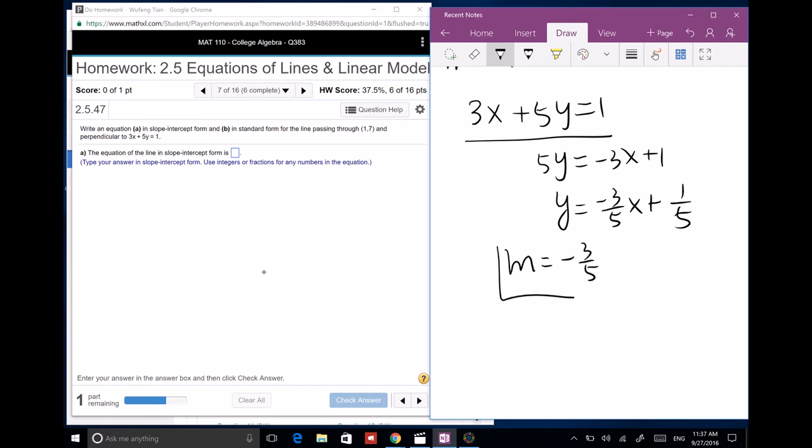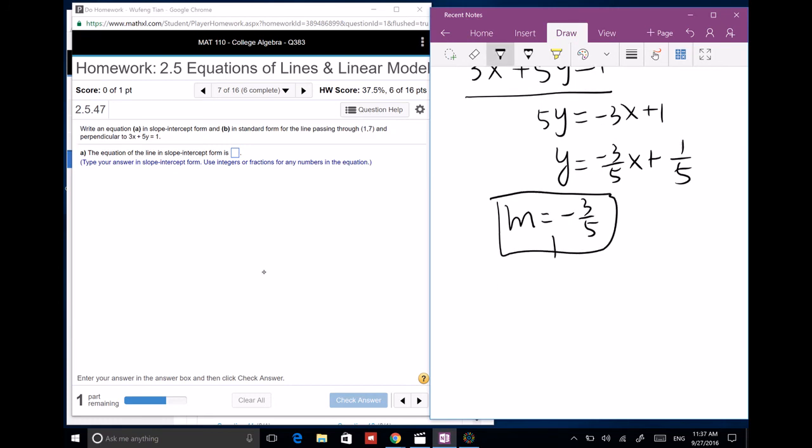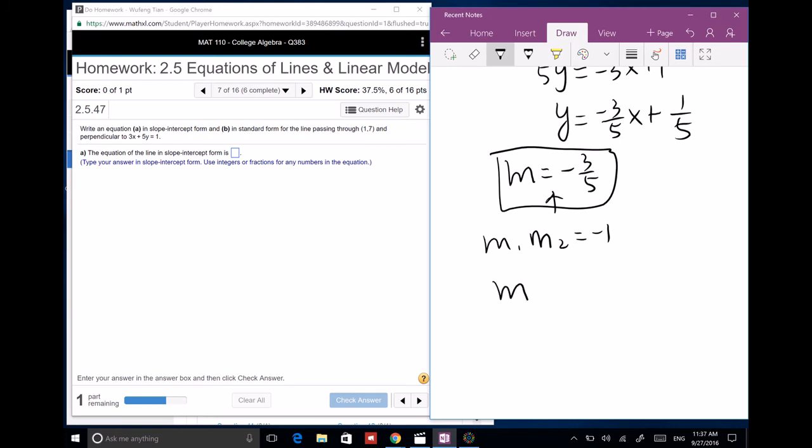For this one, we got the slope is -3/5. How about another line perpendicular to this? If it's a perpendicular line, the slope is the opposite reciprocal. The opposite reciprocal is basically m1 times m2 equals -1. Opposite, flip it over. So for the line perpendicular to this one, the slope is opposite, so positive, flip it over is 5/3. This is the slope we are going to use for the line.